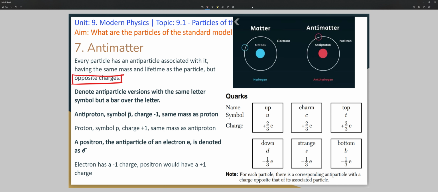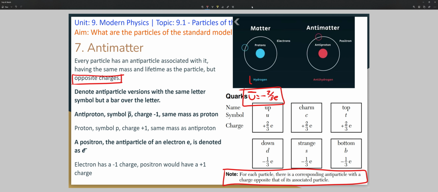All right, so an up quark would have a charge of positive 2/3 e, and well, what about an anti-up quark? An anti-up quark would have a charge of negative 2/3 e, right? And we would denote antimatter with the bar over the symbol. So if up quark is positive 2/3 e, then an anti-up quark would have a charge of negative 2/3 e. And you'll see this on your reference table. Your reference table down here says that for each particle, there is a corresponding antiparticle with a charge opposite that of its associated particle.